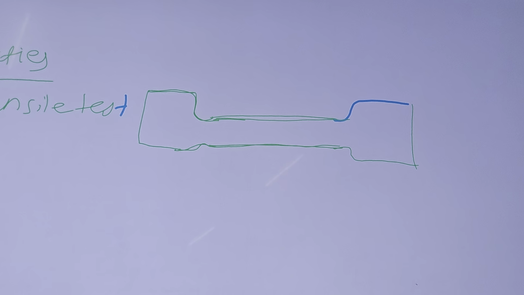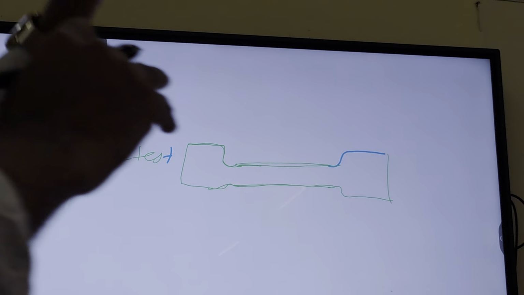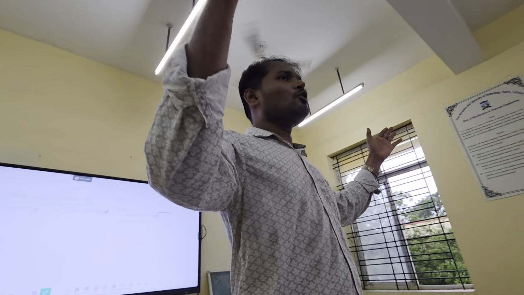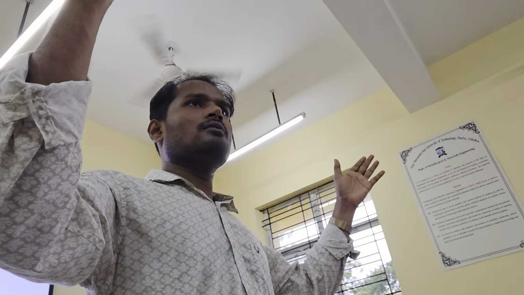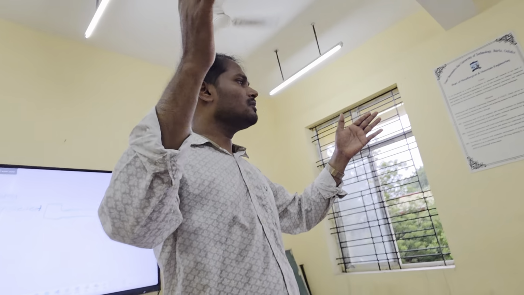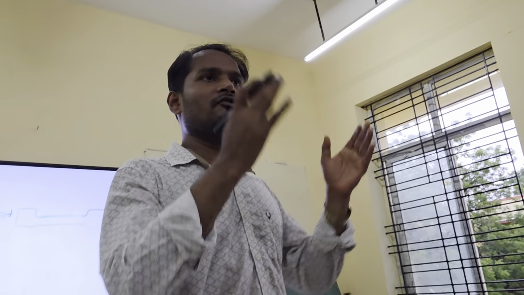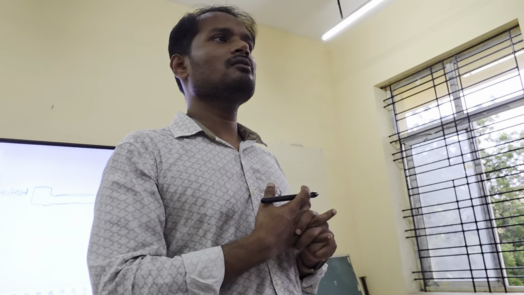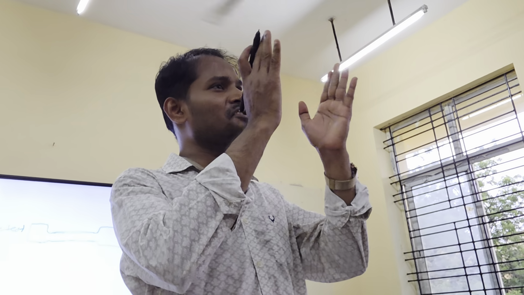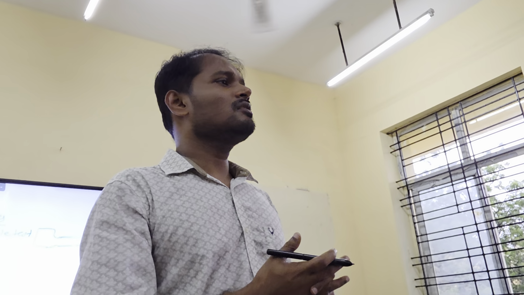In this tensile specimen, what is the most important component? From one end to another, it is called total length, fine. And the next length will be... The most important part is the center part. That is called gauge length.